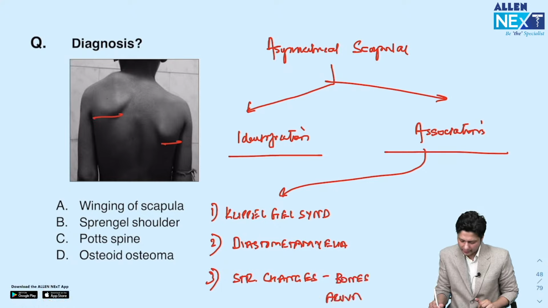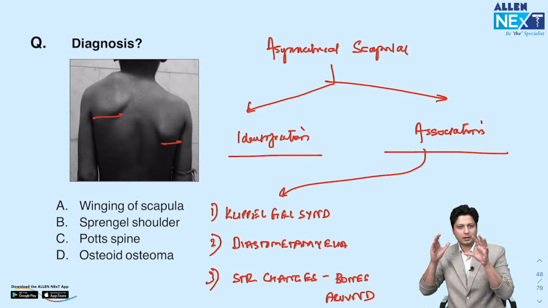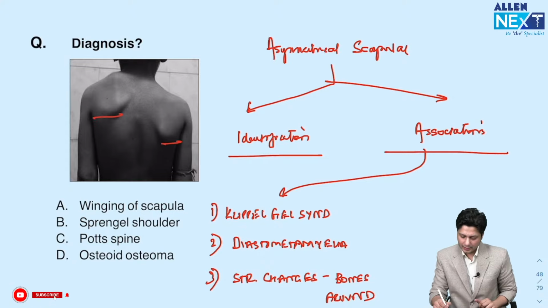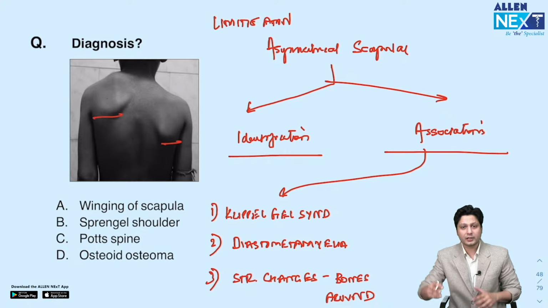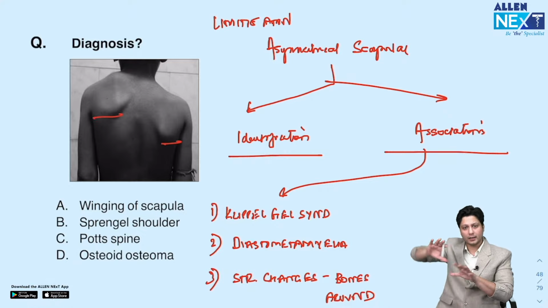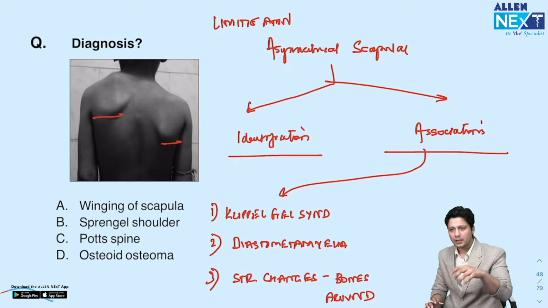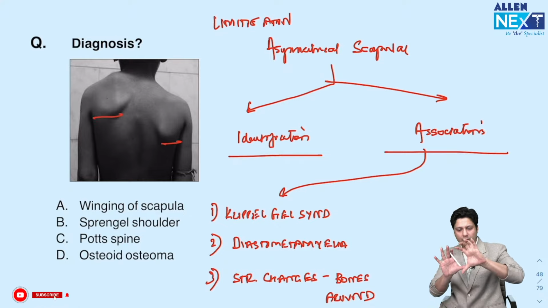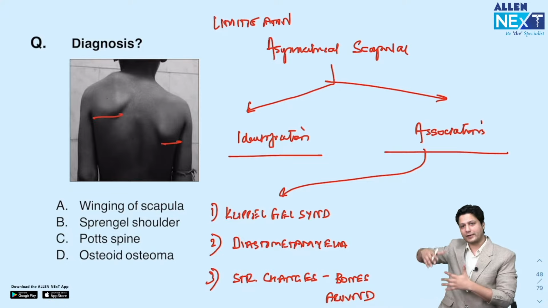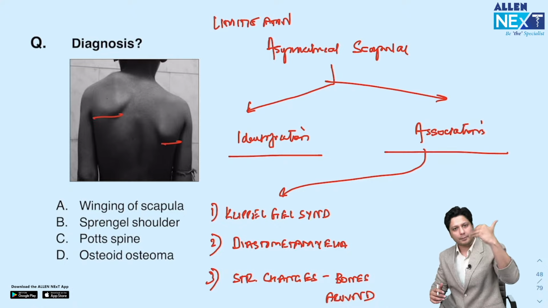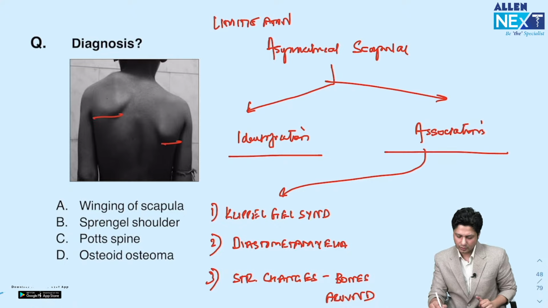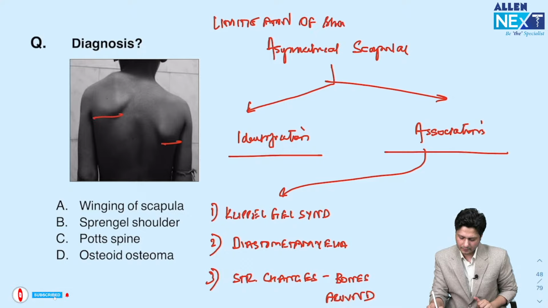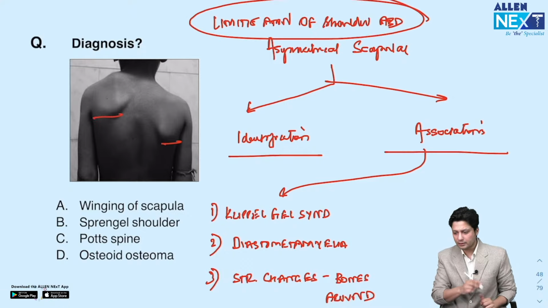One very important finding in this Sprengel shoulder is the limitation of shoulder abduction. Why is shoulder abduction limited? Because shoulder abduction beyond 90 degrees requires external rotation of the scapulae, and because this scapulae is malrotated and broader, there will be a limitation of external rotation, so the limitation of abduction of the shoulder will always be there. So limitation of shoulder abduction. All right, this is one such clinical feature.